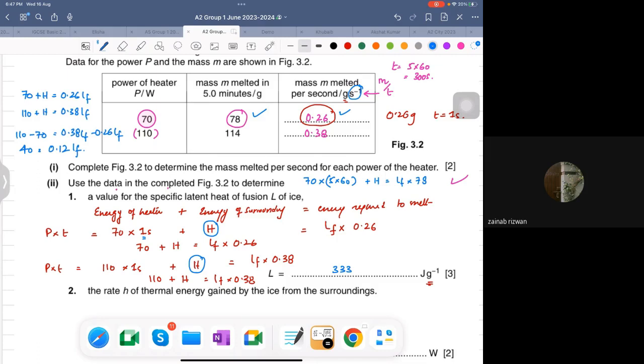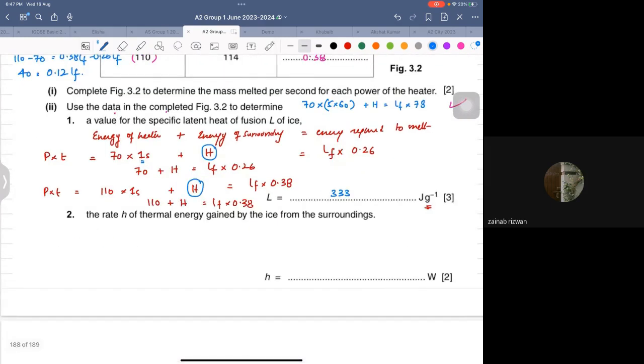Now once you have this, in the next one it says you need to find the rate of thermal energy gained by ice from the surroundings. Rate means that they require power. Rate means thermal energy, which was H, divided by time will give you the rate. Is it clear? In order to do that, obviously we need to use one of these equations. We already have LF now, right? What you want to do is take maybe 70 in 1 second plus H equals LF, which is 333, times the melted ice, 0.26. Can you please find H now?